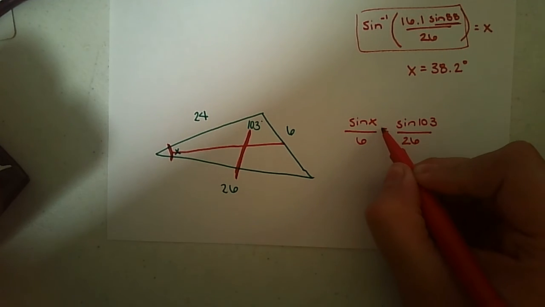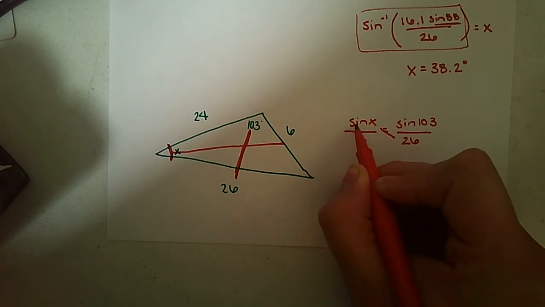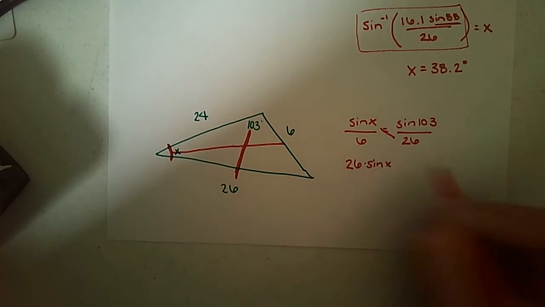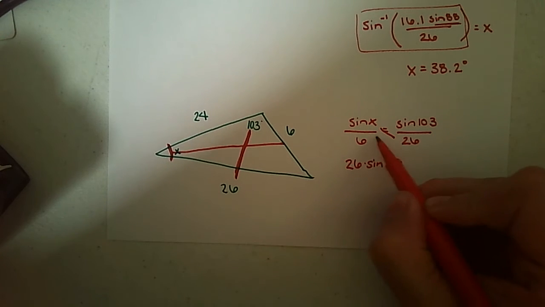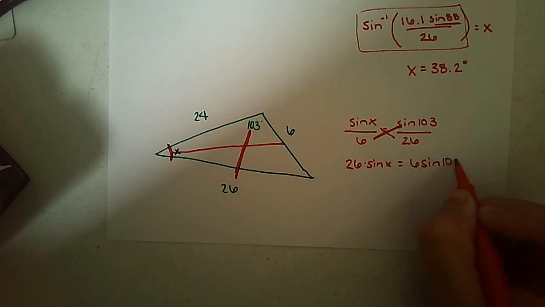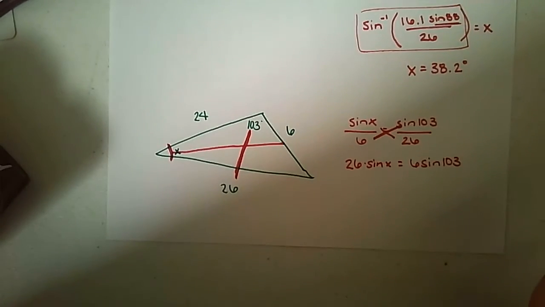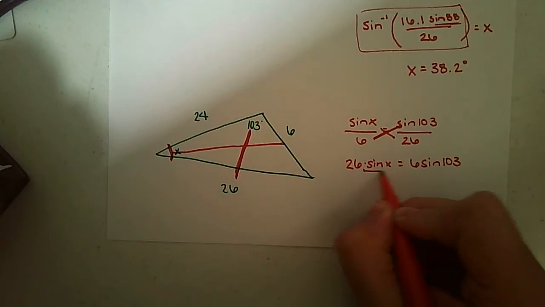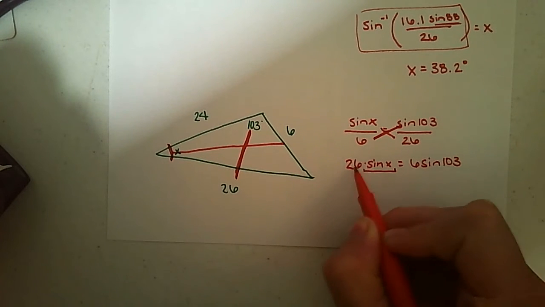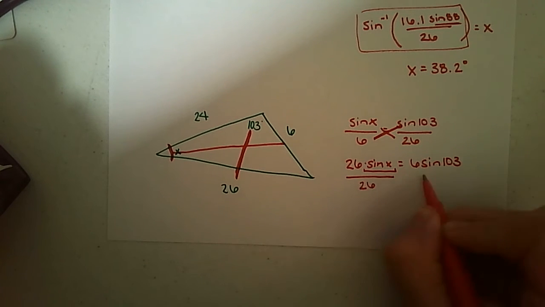And now let's go ahead and cross multiply. So again, I'm going to have 26 times the sine of x, and that equals 6 times the sine of 103. Our next step, we got to get the sine of x by itself. So right now I'm multiplying it by 26. So to get it by itself, I need to divide both sides by 26.